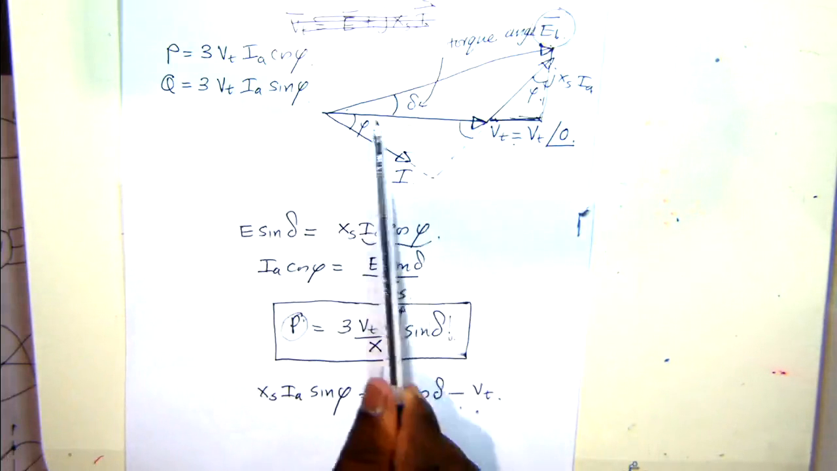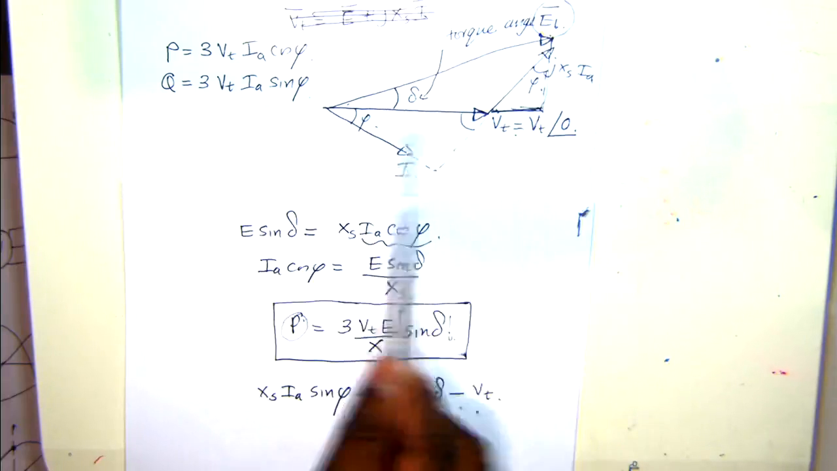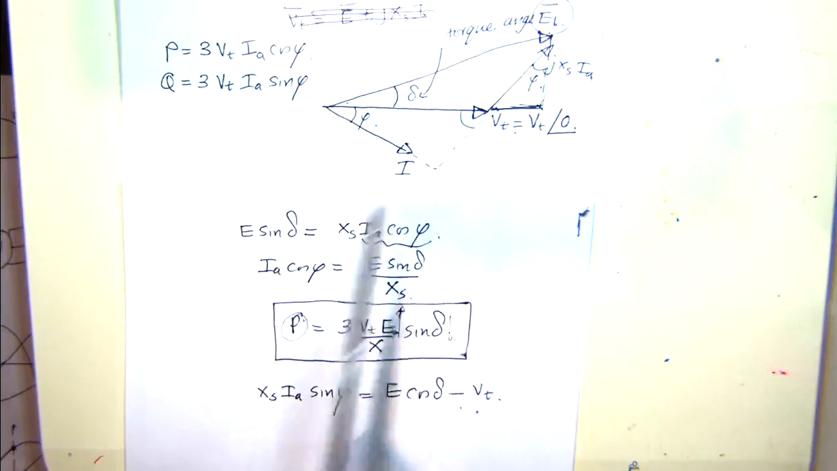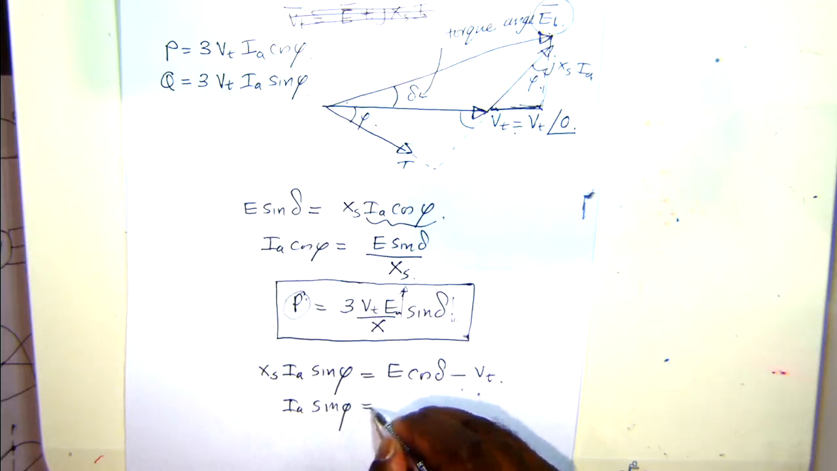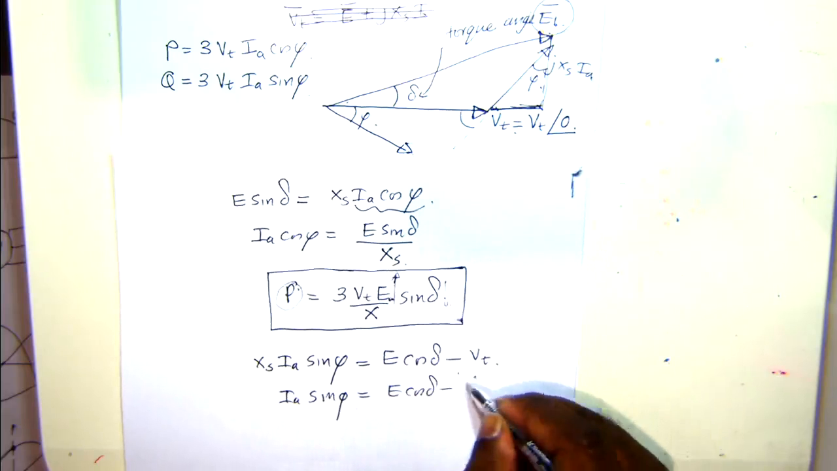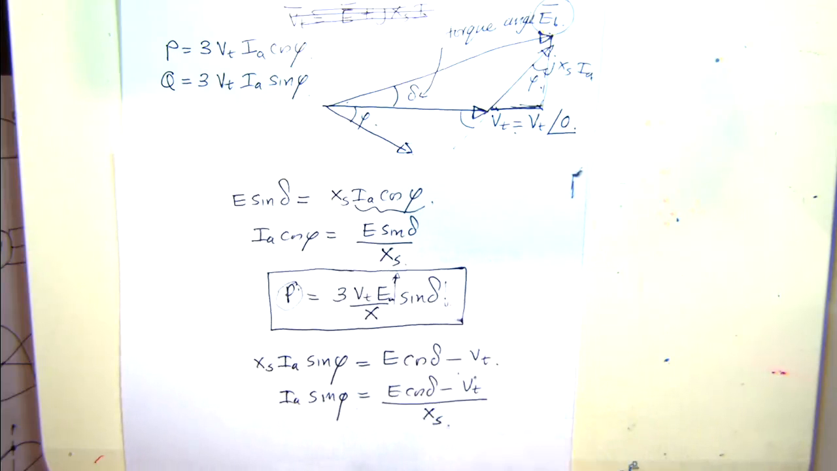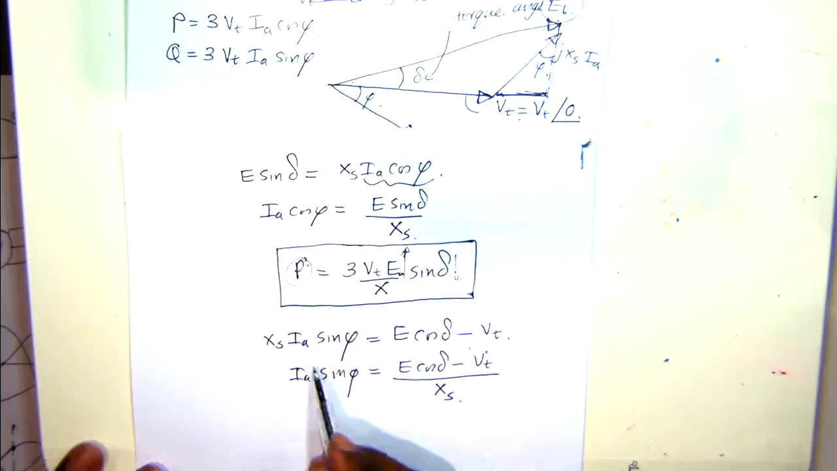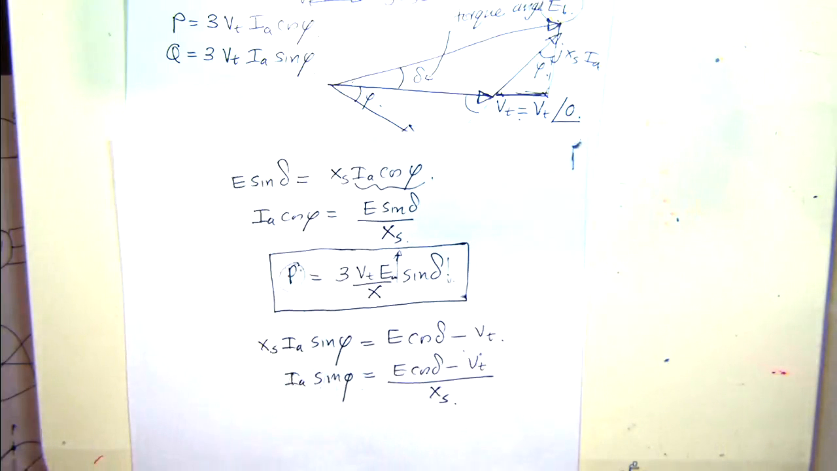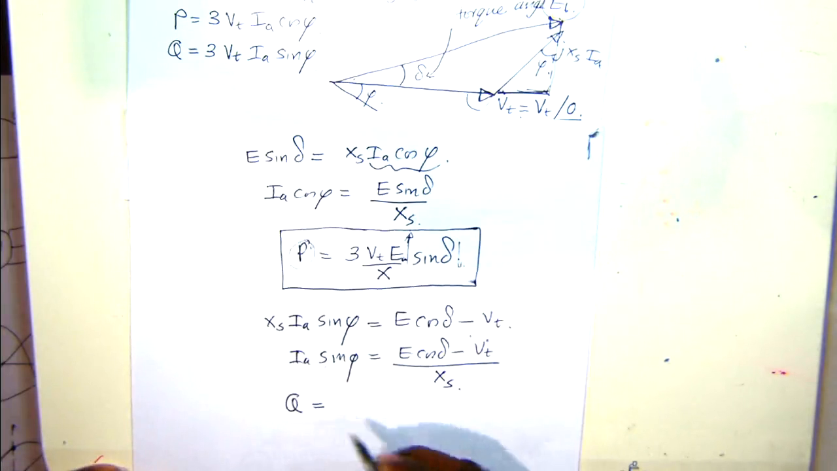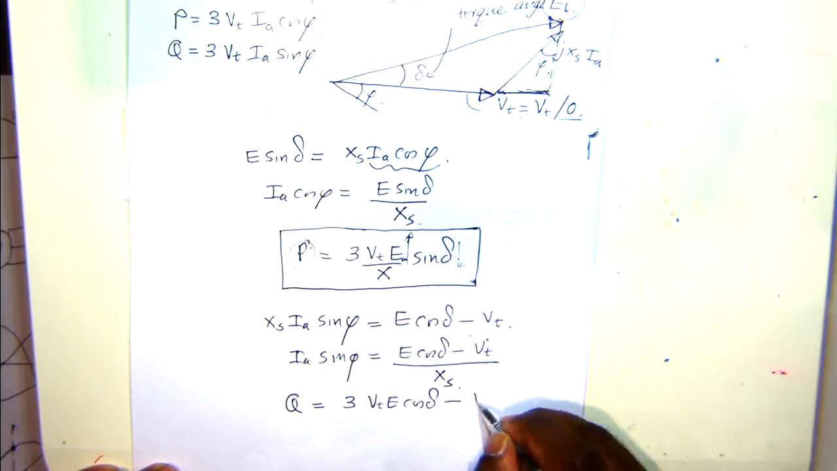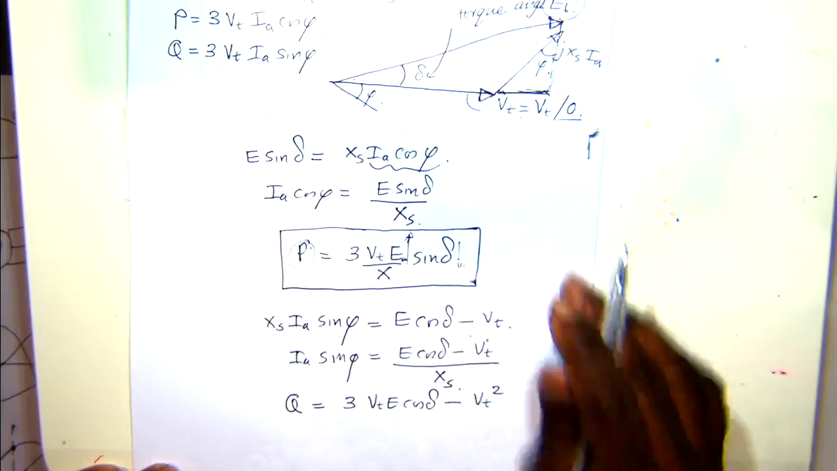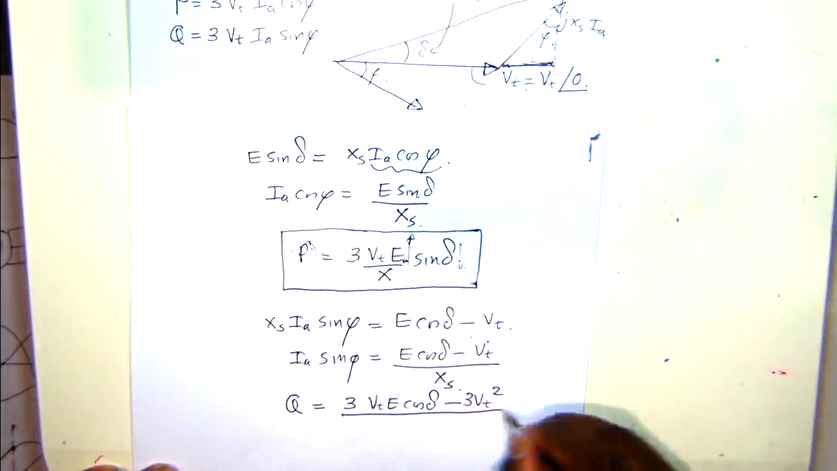So that's E cos delta is this whole distance minus the terminal voltage gives you that particular value. And then you can write Ia sine phi as E cos delta minus Vt over Xs. So then you can substitute this particular term in the reactive power equation, and then you'll have Q equals 3 times Vt E cos delta minus Vt squared, 3 times this divided by Xs.